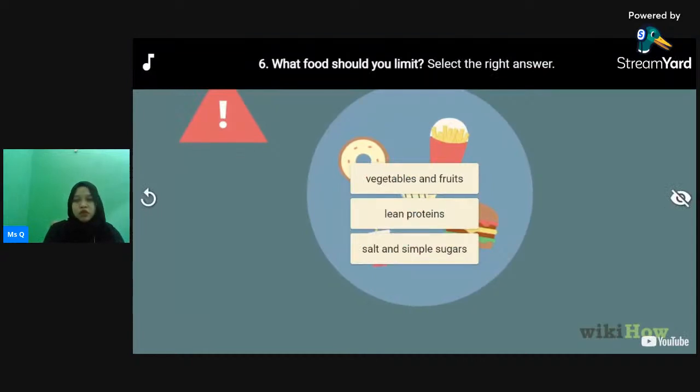Okay, so what food should you limit? Limit means hadkan lah. Okay, what food should you limit? Is it vegetables and fruits, lean proteins, or salt and simple sugars? Okay, which one should you limit? Type in your answer in the live chat section now.